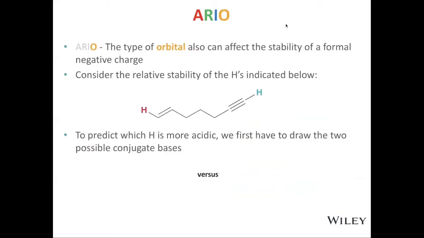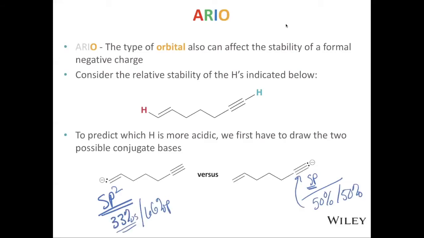And so if we look at this molecule right here, if we draw the conjugate base, this is an sp hybridized carbanion, which is going to be more stable than over here. We have an sp2 hybridized carbanion. So the more s character, the more acidic. So a triple bond H versus a double bond H versus a single bond H. This is the most acidic, followed by these two, followed by these three.